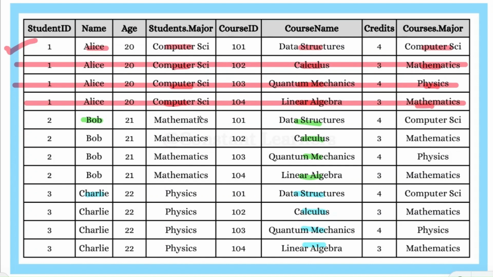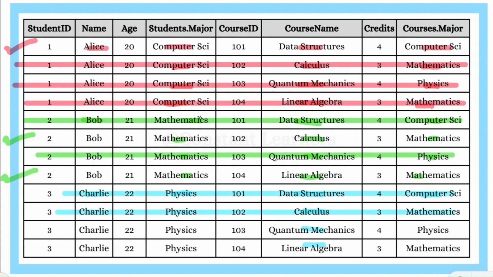Next, here Bob has mathematics, but here the major is computer science. So this entire row will also be eliminated. Again, here mathematics and here also mathematics. So this row will be acceptable. Here mathematics and here physics. So this row will also be eliminated. Here mathematics and here also mathematics. So this row will be accepted. Then Charlie has physics and here computer science. So this row will be eliminated. This row will be eliminated. Then here physics and physics. So this row will be accepted. Here again physics and mathematics. So this row will be eliminated. So in the output we have 4 rows: 1, 2, 3 and 4.